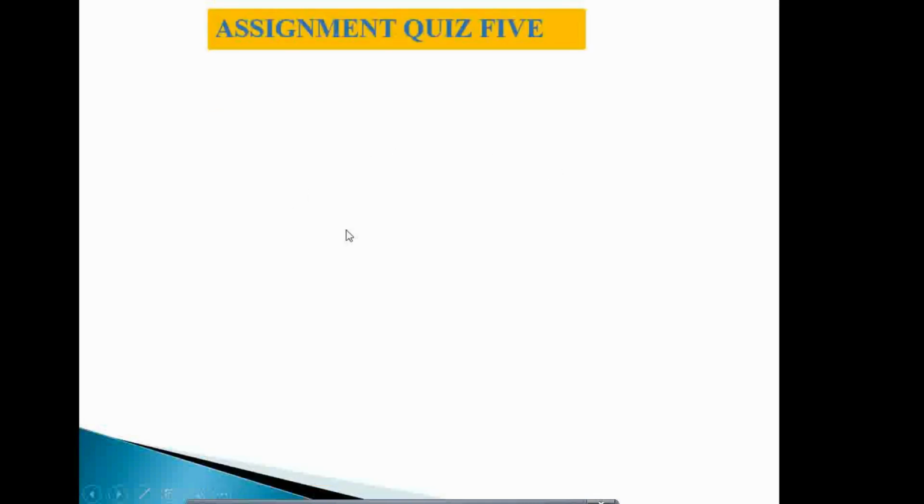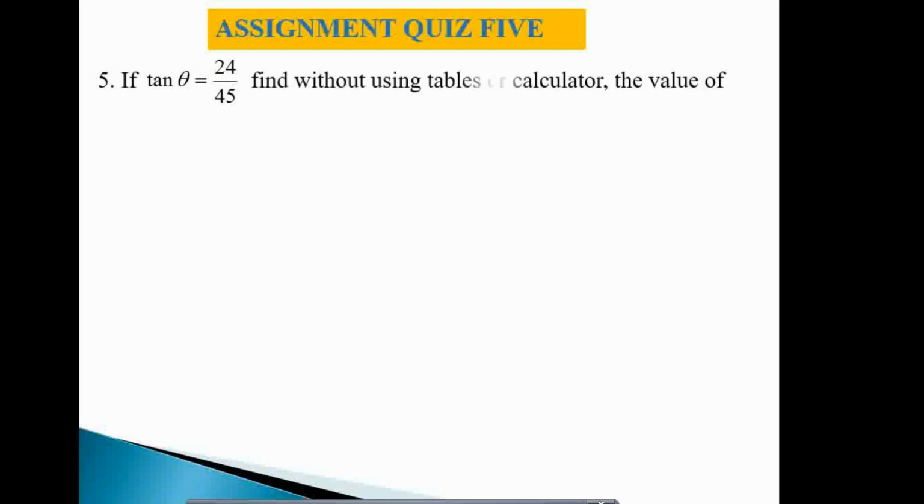Let's look at our assignment for question number 5. In question number 5, you can put down that if tan theta is equal to 24 over 45, find, without using tables or calculator, the value of tan theta minus cos theta, everything divided by cos theta plus sine theta. So let's move to example 6.